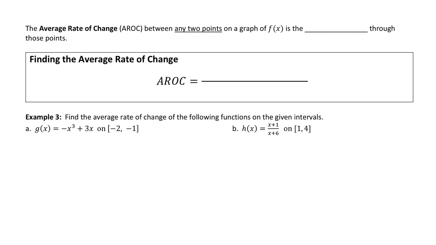f of x is the slope of the secant line through those points. Now, what does that mean, a secant line? Great question. Thank you so much for asking. You take 2 dots and you connect them. That's a secant line. 1 dot drawing a line like we did on the front is called a tangent line. 2 dots draw a line between them. It's called a secant line.